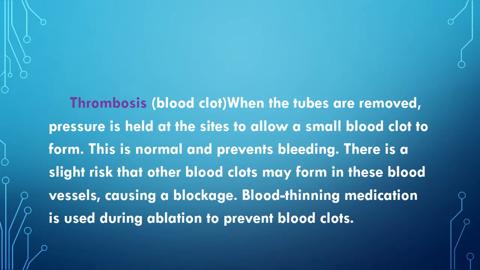Thrombosis. Thrombosis is a blood clot. When the tubes are removed, we normally apply pressure over the area to allow a small blood clot to form at the site. This is normal and prevents bleeding. There is a slight risk that other blood clots may form and block blood vessels, so blood thinning medication is given during ablation to prevent such blood clots.